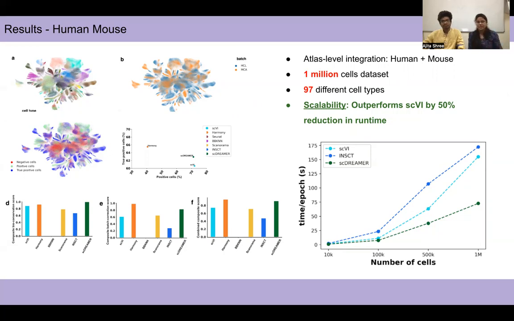We also demonstrated scalability by comparing the runtime with other deep learning based methods, scVI and INSCT. We can see from the graph below that our method has outperformed scVI with a 50% reduction in the total runtime.